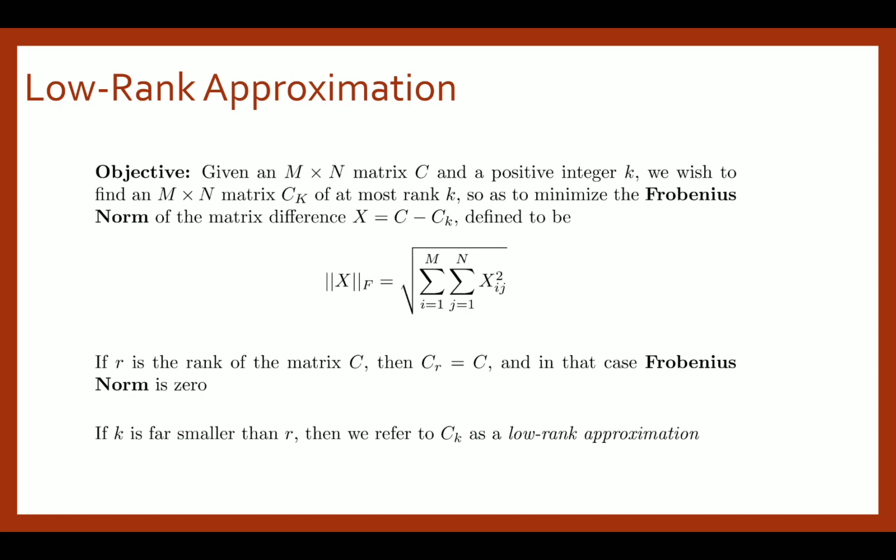If R is the rank of the matrix C, and we look for Ck, where k is small, then Cr will be equal to C, and our Frobenius norm is 0. As I said, if K is far smaller than N, then we refer to Ck as a low rank approximation of the matrix C. So that definition is clear, hopefully.